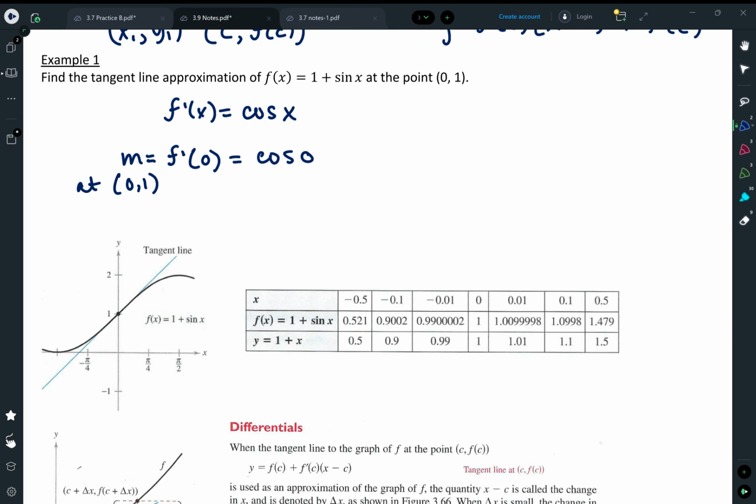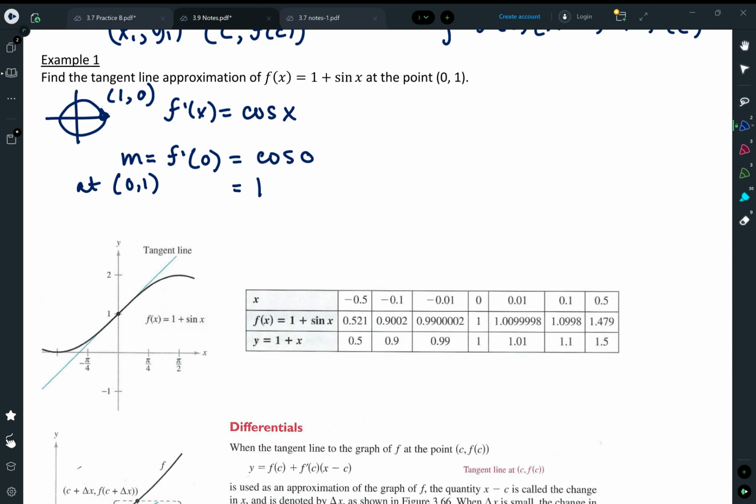cosine of 0. So if I think about 0 radians or 0 degrees, that would be a point right here. My x is 1, my y is 0, so my cosine is really x over r, so my cosine is just going to be 1 here. So I end up with a slope of 1. So now I've got a slope of 1, I've got my point 0, 1. That's really my c comma f of c, right?